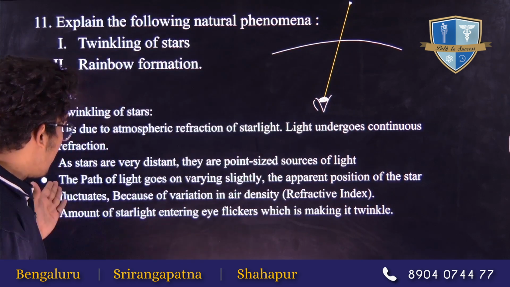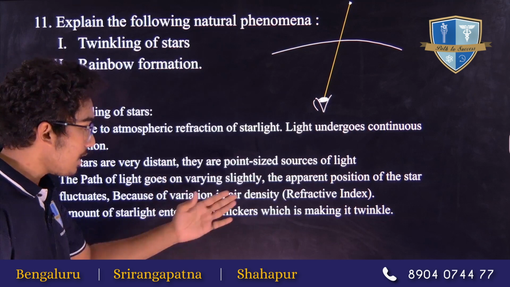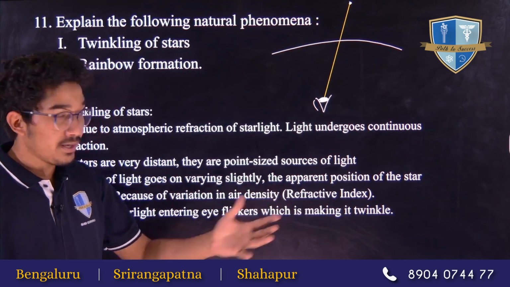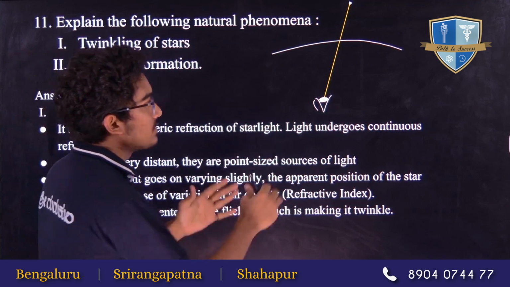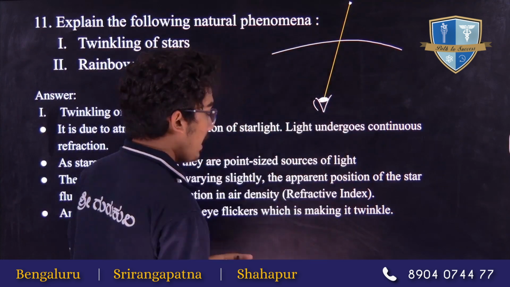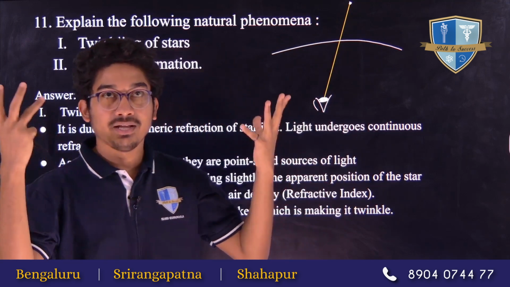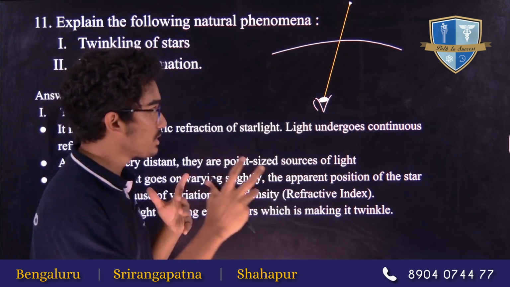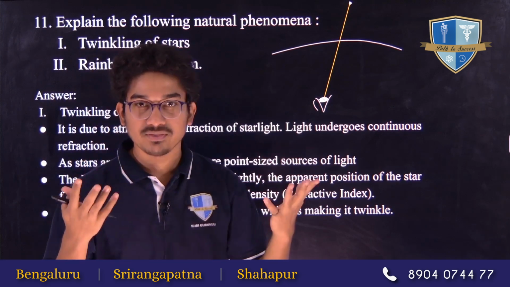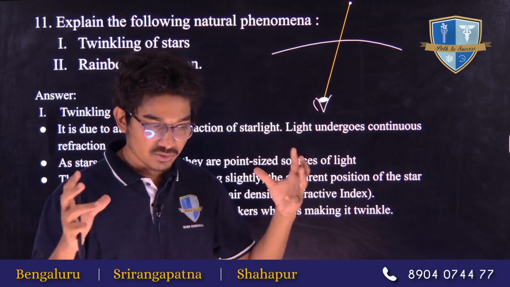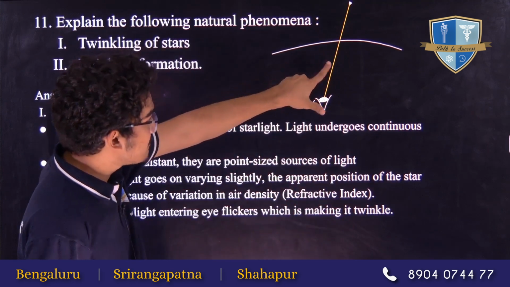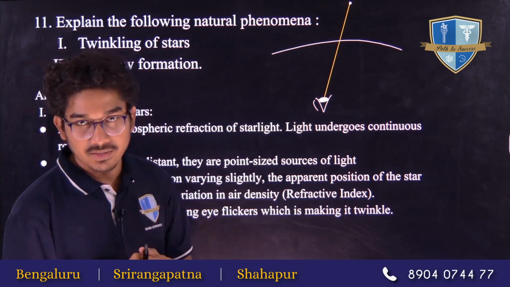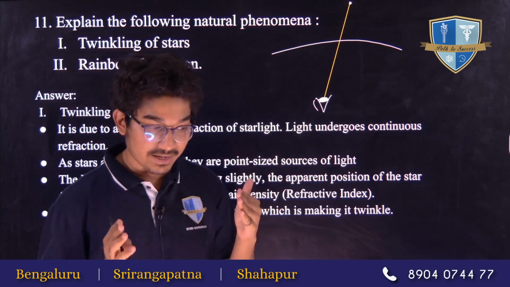So the third point is the path of the light goes on varying slightly, and the apparent position of the star fluctuates because of the variation in air density. And if air density is varying, it means the refractive index will vary. So this is air filled in our atmosphere, correct? And air density will vary because in our atmosphere there are so many air molecules and they are always moving. So due to their motion, the atmosphere, which is filled with so many different gases, does not have a uniform density. Since density is varying everywhere, the refractive index will vary. And if the refractive index varies, then the refraction angle will vary.